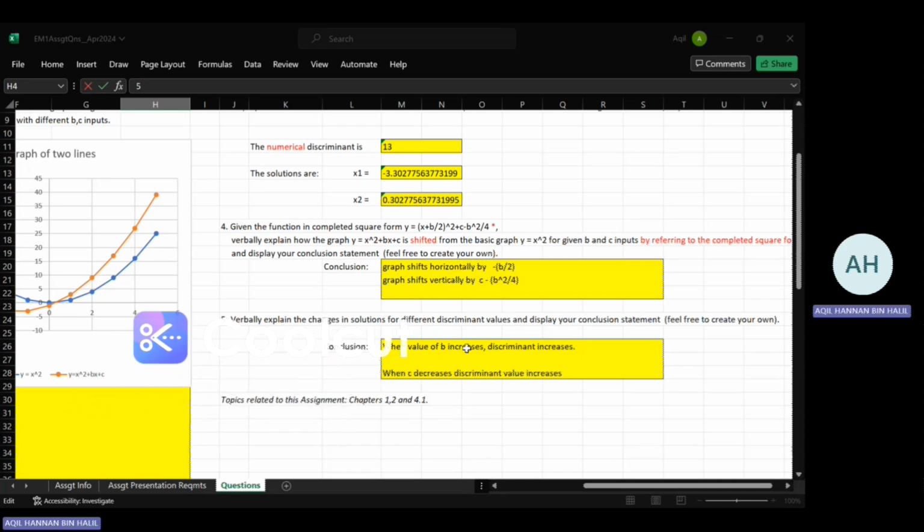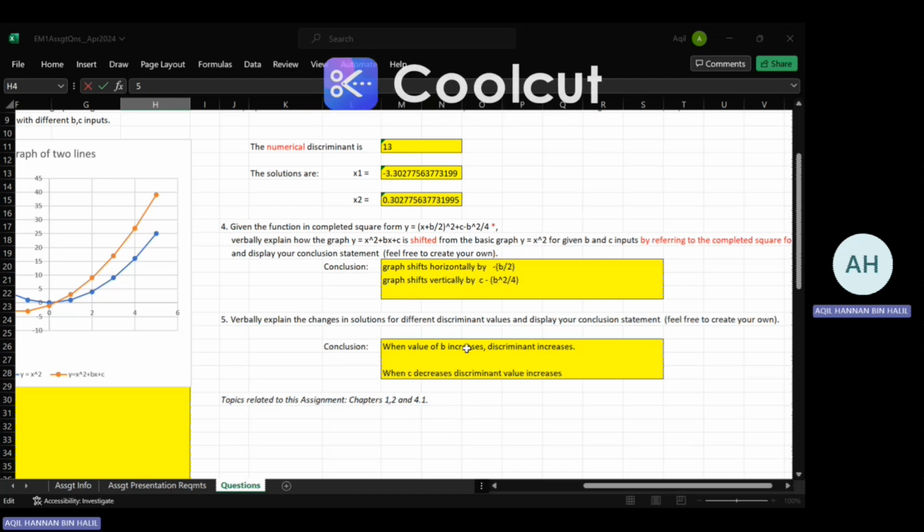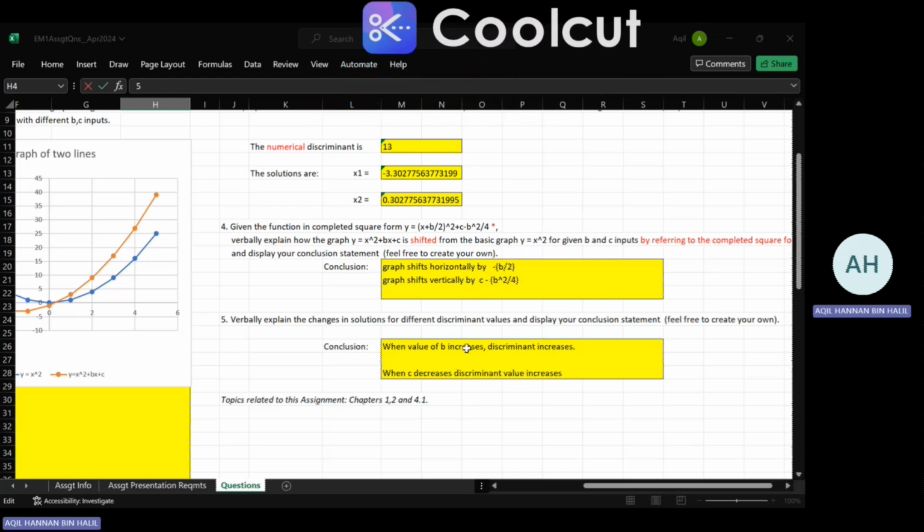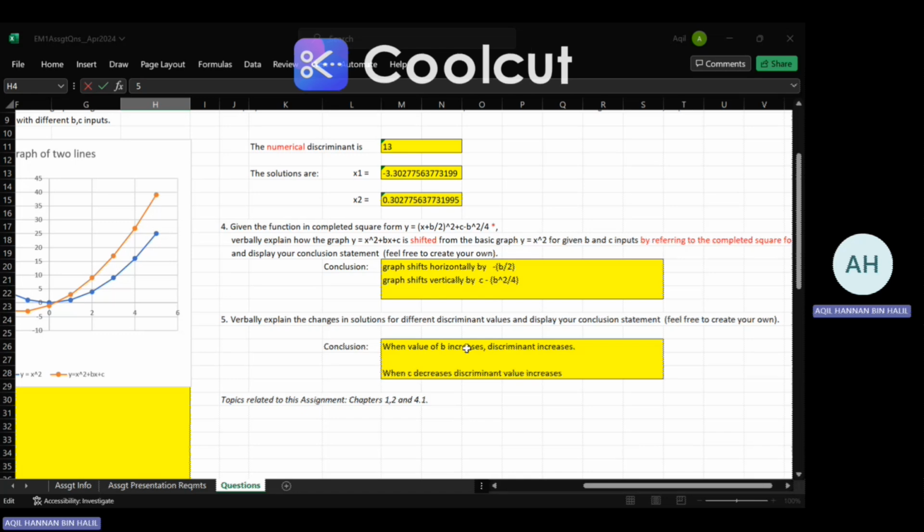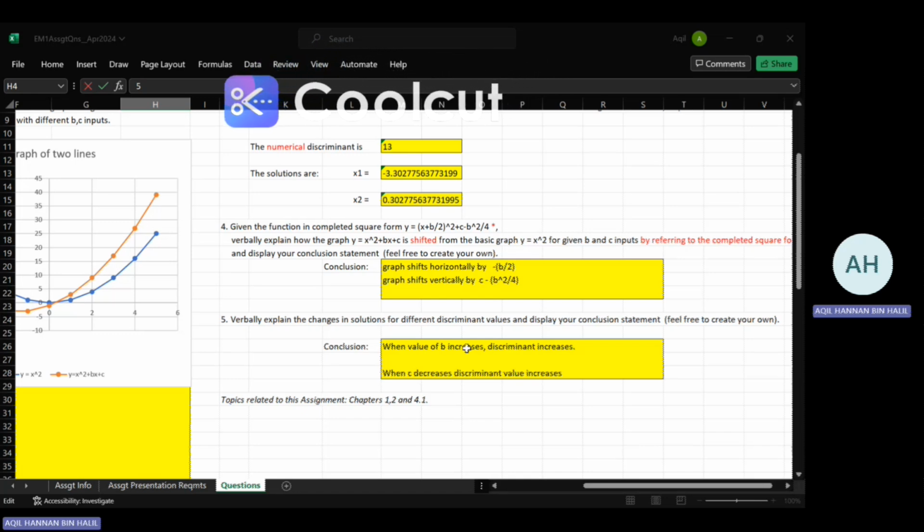Plus c minus b squared over 4 is outside the bracket, hence the graph shifts vertically by c minus b squared over 4. If c is bigger than b squared over 4, the graph shifts up as the overall value is positive. The graph shifts down when c is smaller than b squared over 4 as the overall value becomes negative.